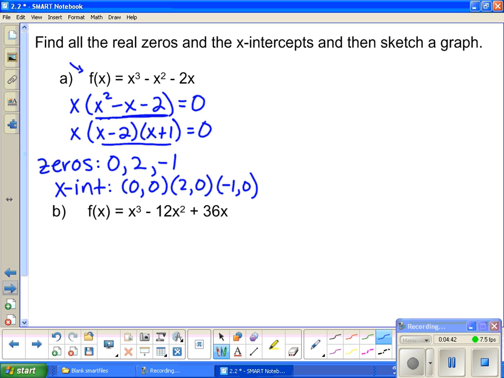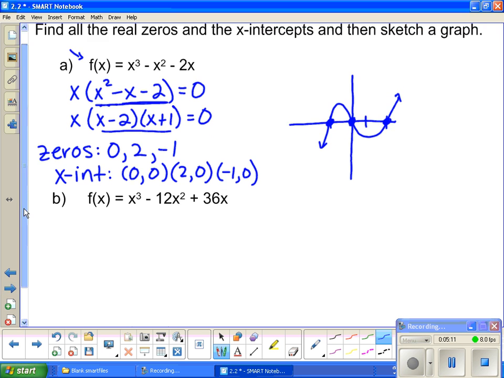And if I'm sketching this graph then, put our x-intercepts onto the graph: (0, 0), (2, 0), (negative 1, 0). And it's odd. My end behavior has to go like that because it's odd and it's a positive leading coefficient. Connect the dots. Sketch of the graph.